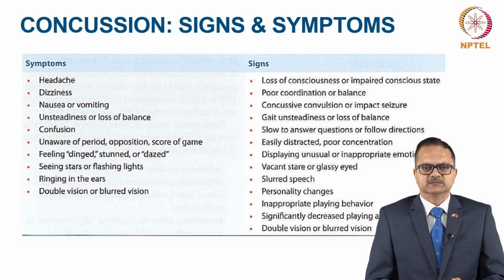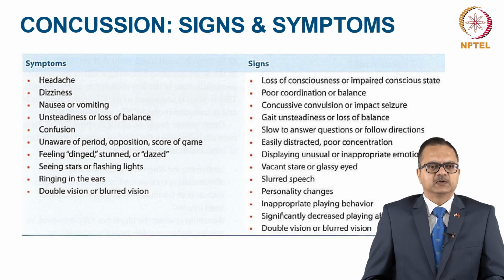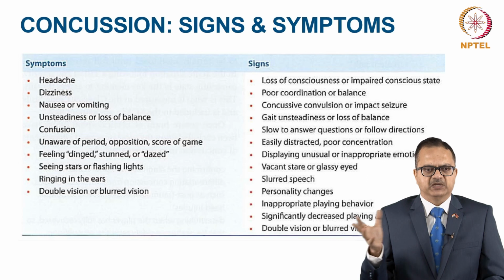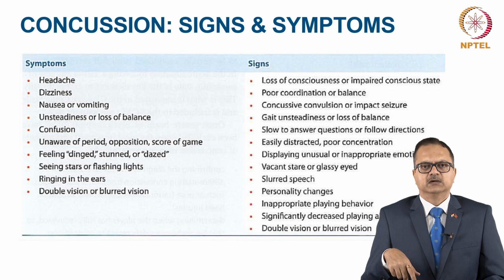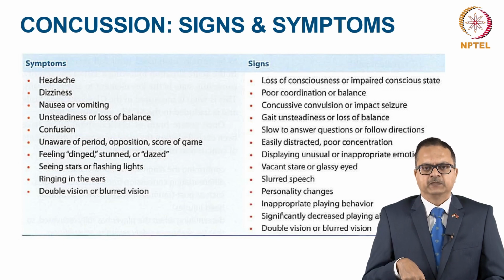These are some of the symptoms and the signs which you must be aware of if you're suspecting a concussion. So symptoms are headache, dizziness, nausea or vomiting, unsteadiness or loss of balance, confusion, unawareness of the period, opposition or the score of the game, feeling dinged, stunned or dazed, seeing stars or flashing lights, ringing in the ears, double vision or blurred vision.